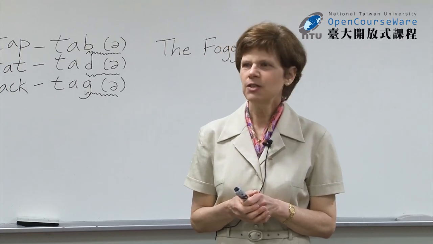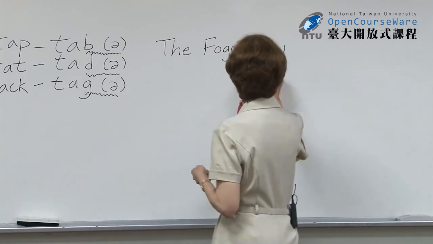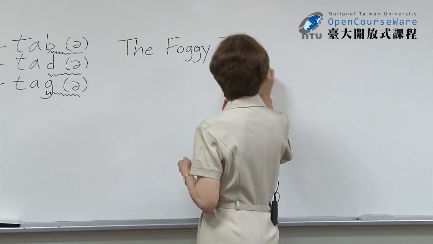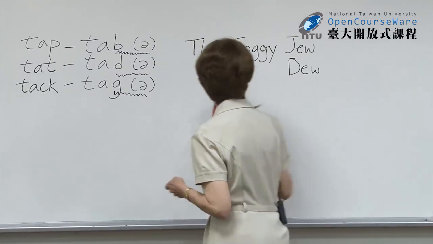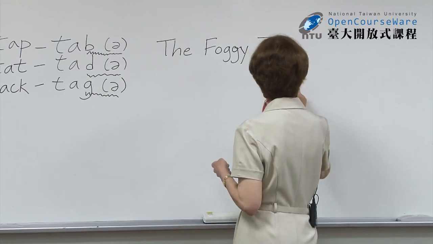All right. 跟犹太人有关吗? No, what was it? It was "The Foggy Dew". In American? Oops. There. Let me try that D again. In American, it's just "doo", and it sounds the same as "do".